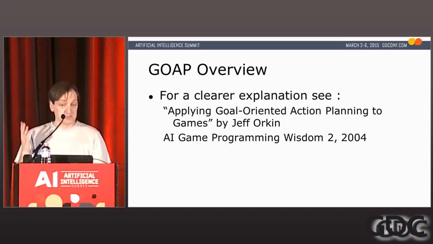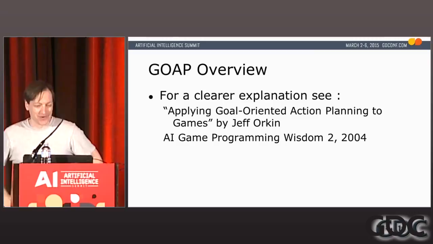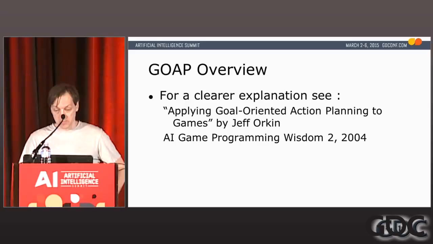All right, that was a quick overview of goal-oriented action planning. Jeff's papers are great on the subject. You can find them in a predecessor to AI Game Pro, AI Pro, a wonderful AI book from 2004. You can also find information online. It's been around about 10 years now, so there's lots of information.